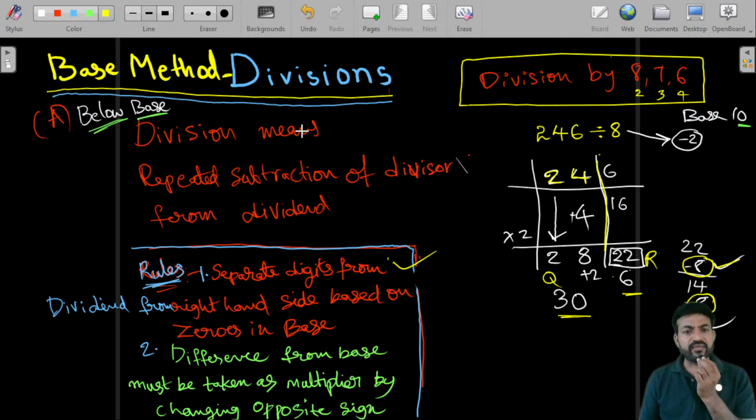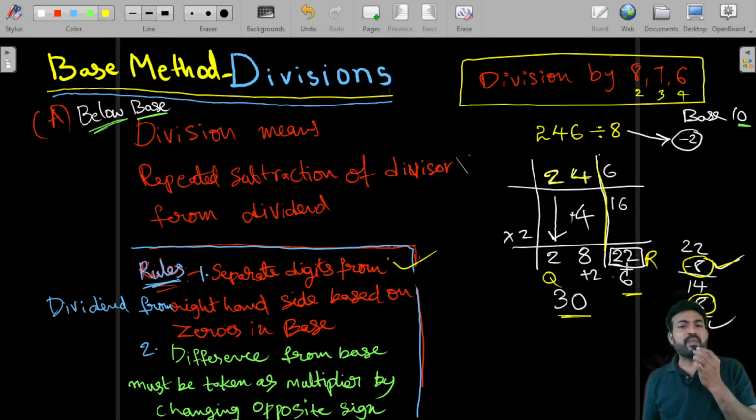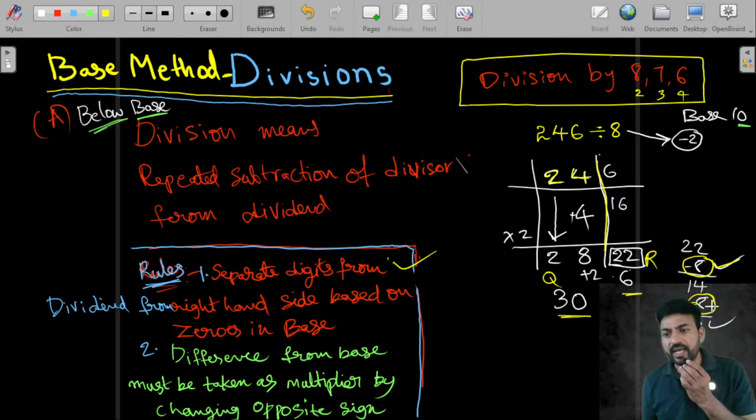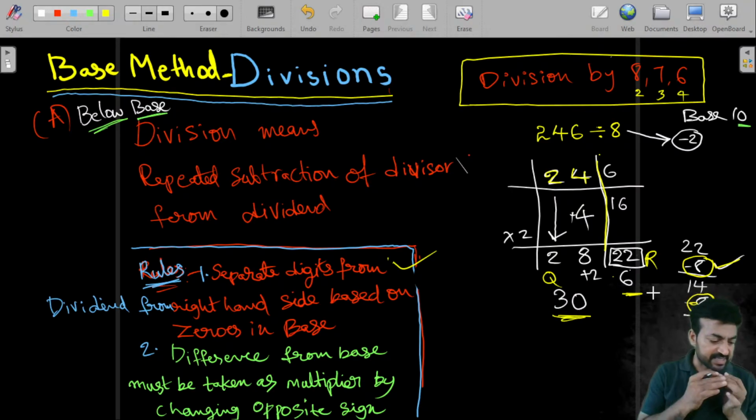I told you division means repeated subtraction of the divisor from the dividend. So still the dividend is higher, the remaining dividend. Remainder means remaining dividend. So still we can subtract 8s from that remaining dividend, which we call the remainder. So 2 times we can subtract, so you have to add the 2 to the quotient. So quotient is 30, remainder is 6. Is it clear, everyone?